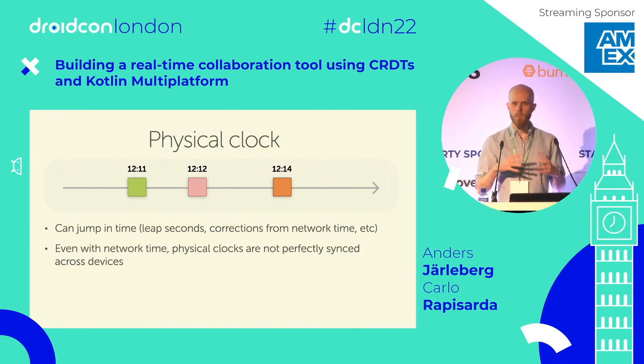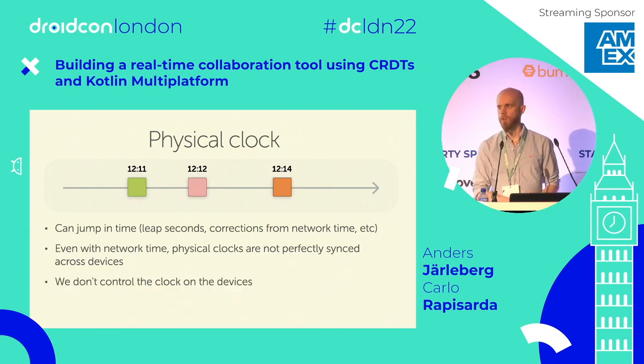And that might be fine, but given that we're talking about a real-time system with multiple users, these events can happen close together in time. So this drift could actually be significant. And finally, we don't actually control the clocks on the devices. So it's not like we could just say, yeah, you have to have network time to use this application. We can't really enforce that.